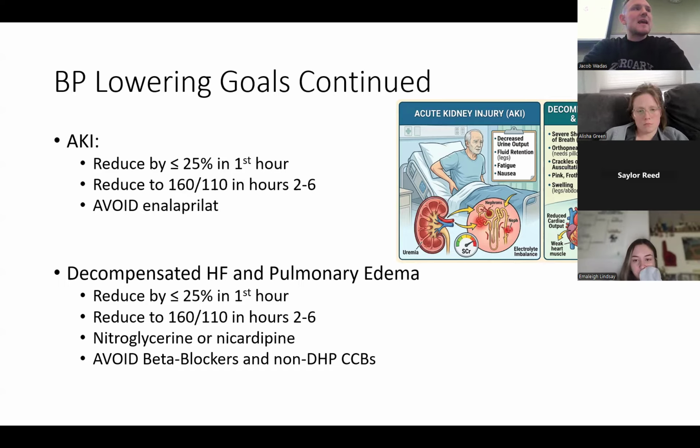All right. So in AKI, we want to reduce by less than or equal to 25% in the first hour, and then reduce to less than or equal to 160 over 110 in hours 2 to 6. Also, for treating AKI, we want to avoid enalaprilate and decompensated heart failure and pulmonary edema. We want to reduce by less than or equal to 25% in the first hour, and reduce to 160 over 110 in hours 2 through 6. We want to use nitroglycerin or nicardipine, and we also want to avoid beta blockers and non-DHP calcium channel blockers.